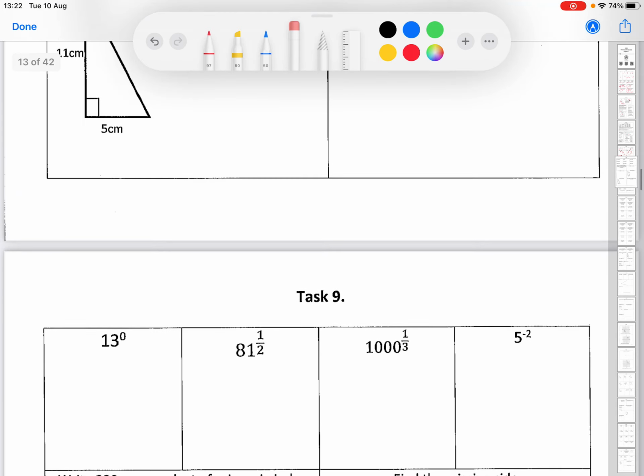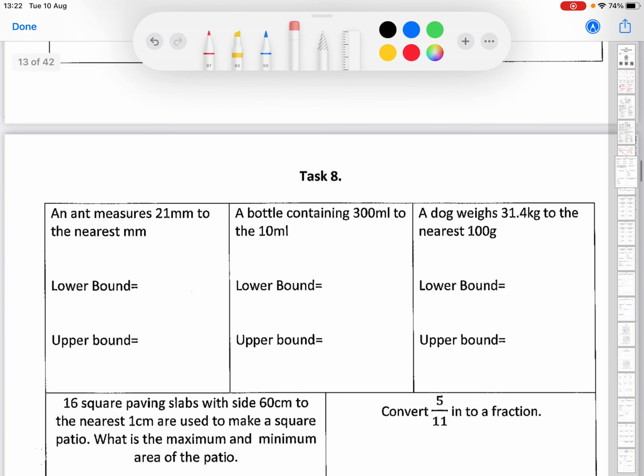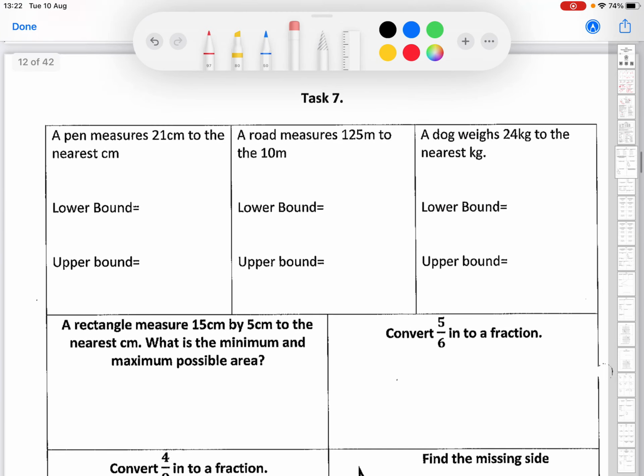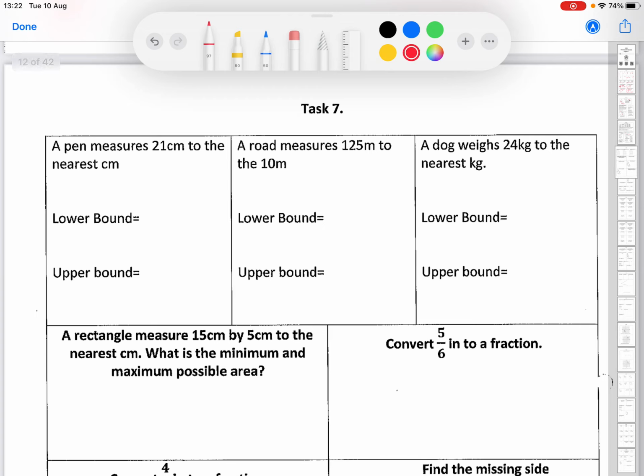Alright, let's start. I think I've jumped too many there. I think it's task... Oh, I'm lost now. Task 8, I think we started on. Nope, 7. Look, I'm all over the place, I apologise.